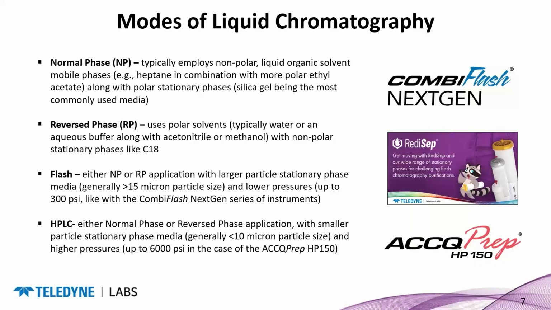HPLC systems are high pressure systems that can go much higher pressure than the typical flash instrument. And in the case of our AccuPrep HP150, you can run the system at up to 6,000 PSI system pressure. And we're generally using smaller particle media, 10 micron or less particle size for that. And those can be used either normal phase or reverse phase. And those are what we term more traditional techniques that every lab is using in this day and age to purify molecules.